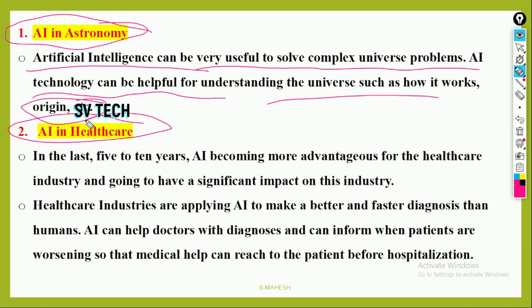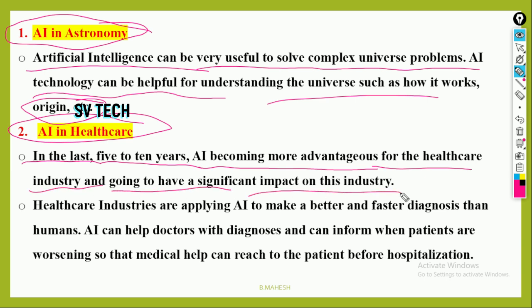So nowadays, AI is widely used in healthcare. In the last 5 to 10 years, AI has become more advantageous for the healthcare industry and is going to have a significant impact on it. Healthcare industries are applying AI to make better and faster diagnoses than humans. It is saving so much time compared to human beings.